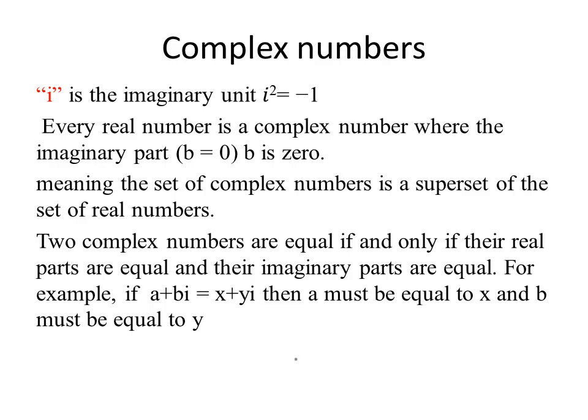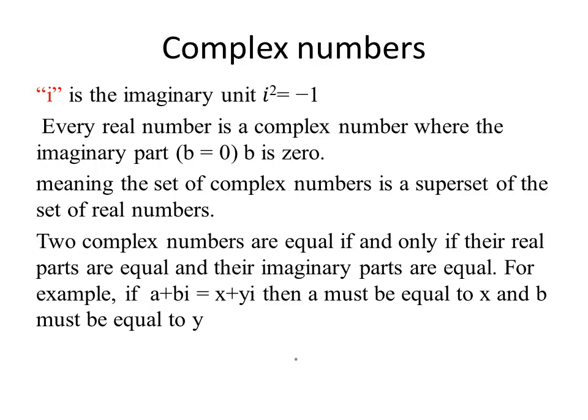From the previous slide we have the imaginary unit i, where i² is equal to -1. Therefore, every real number is a complex number where the imaginary part will be 0, that is b is equal to 0. Meaning the set of complex numbers is a superset of real numbers.